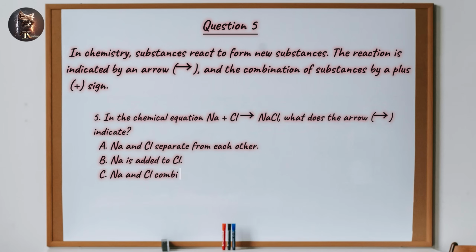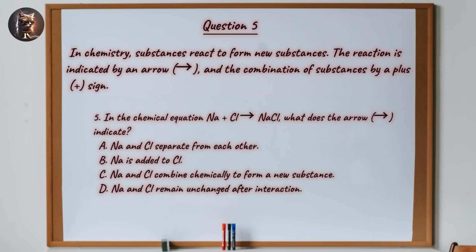In the chemical equation sodium plus chlorine, then they give you the arrow, and then finally, sodium chloride. What do you think the arrow indicates? Is it A, where they say Na and Cl will separate from each other, or is it B, where they say Na is added to Cl? C says that Na and Cl combine chemically to form a new substance, and the final option is that Na and Cl remain unchanged after interaction.